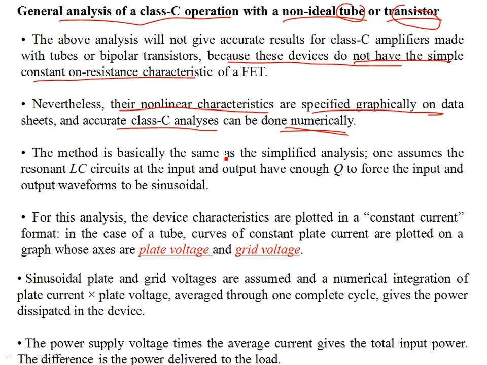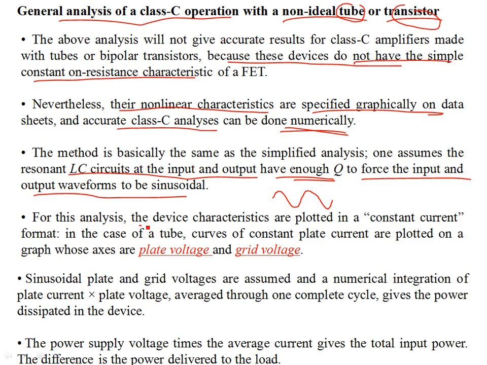So the general analysis is the same. You consider the IV characteristics of BJTs or vacuum tubes instead of JFETs, and you assume that the LC circuit, which provides the flywheel effect, has enough Q to force the input and output waveforms to be sinusoidal. So it's still a high Q LC tank circuit, providing enough energy storage and low damping, so you still have a nice sinusoidal output. There's no damping. That's the function of the LC tank circuit.